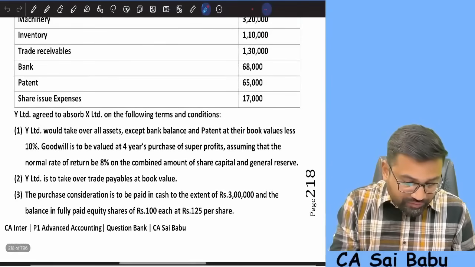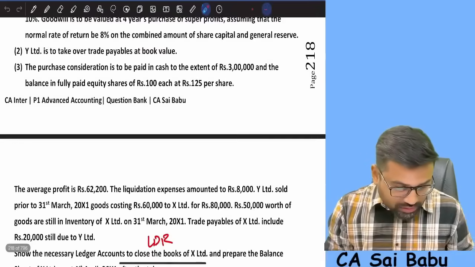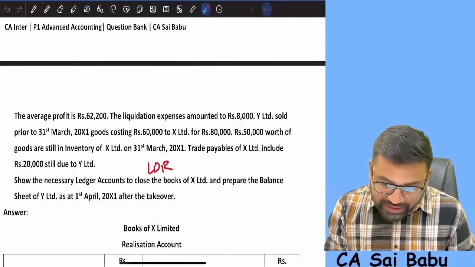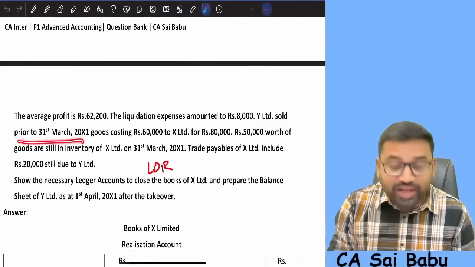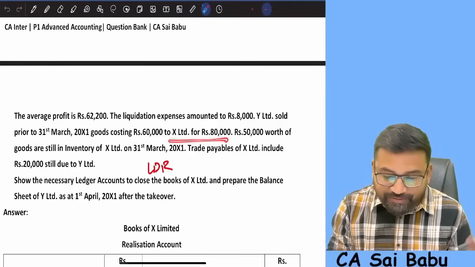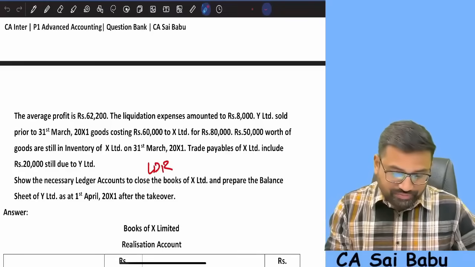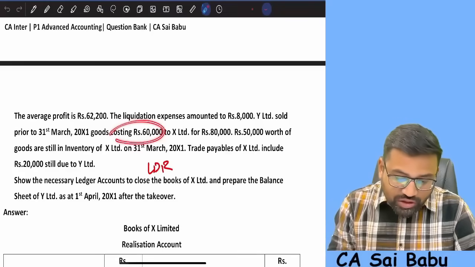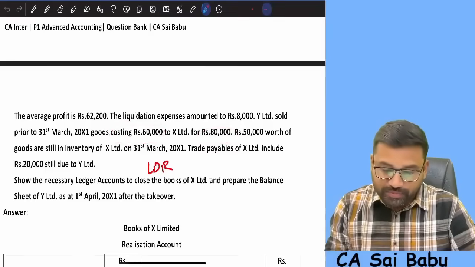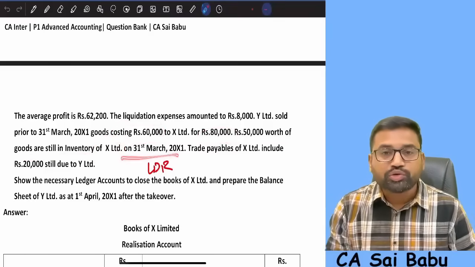In this question, sir, Y Limited is taking over X Limited, sir. Now, here one point given, sir. Y Limited sold prior to 31st March 2011 goods costing 60,000 to X Limited for 80,000. That means transferee company before amalgamation, they sold 60,000 cost of goods at 80,000, sir. 50,000 worth of goods still in the inventory of X Limited on 31st March 2011.